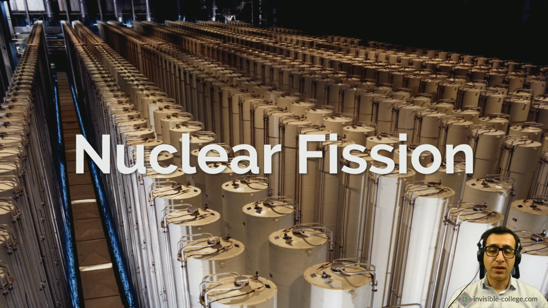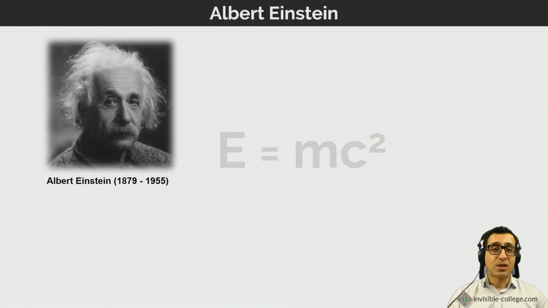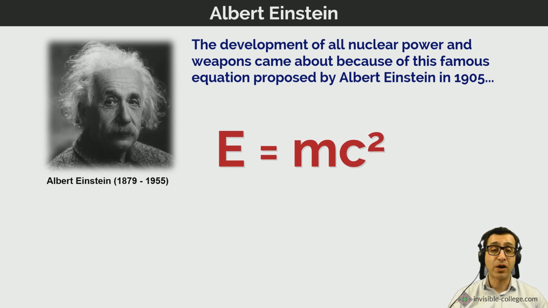Now, in order to understand the energy that we get from nuclear power, whether we're talking about nuclear fission reactors, nuclear weapons, whether they're fission bombs or fusion bombs, or even highly experimental technologies like nuclear fusion, we need to go to the work of Albert Einstein. The development of all nuclear power and weapons came about because of this famous equation, which I'm sure you've all come across, which was proposed by Albert Einstein in 1905, E equals mc squared.